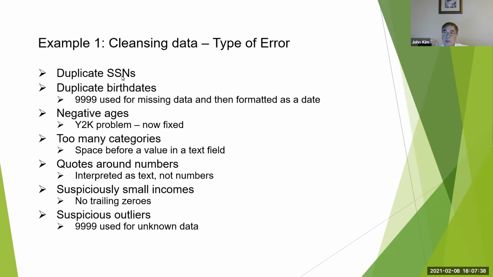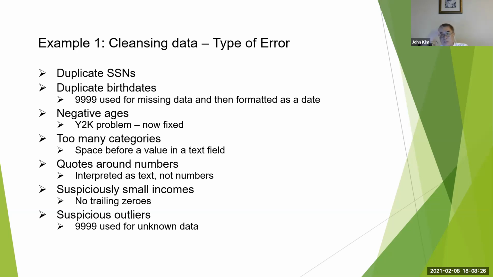So sometimes the social security number, or some other number, or address is the same. I will show you how to find and deal with those duplicates. And also duplicate birth dates and so on. And then sometimes we use a dummy number, sometimes 999 or something like that. And nowadays, this one is fixed.